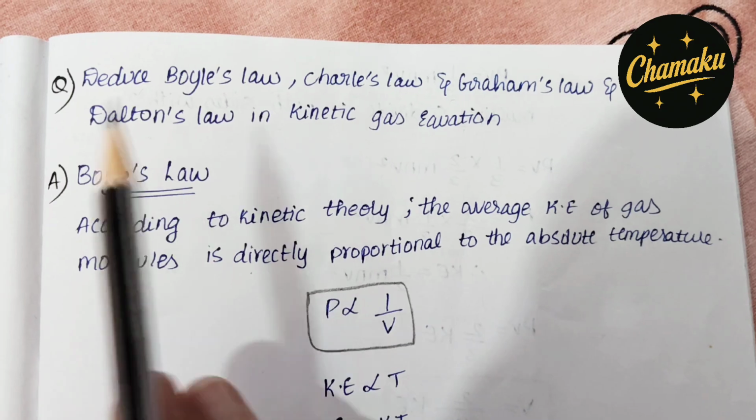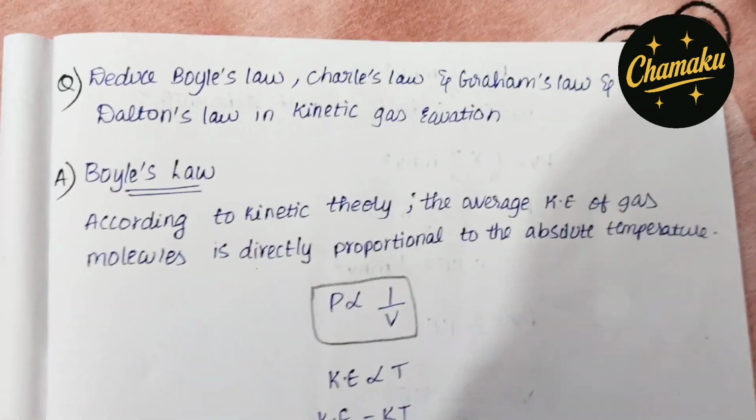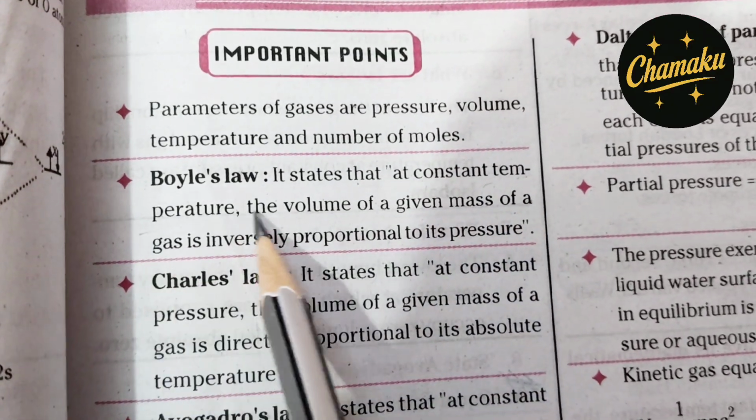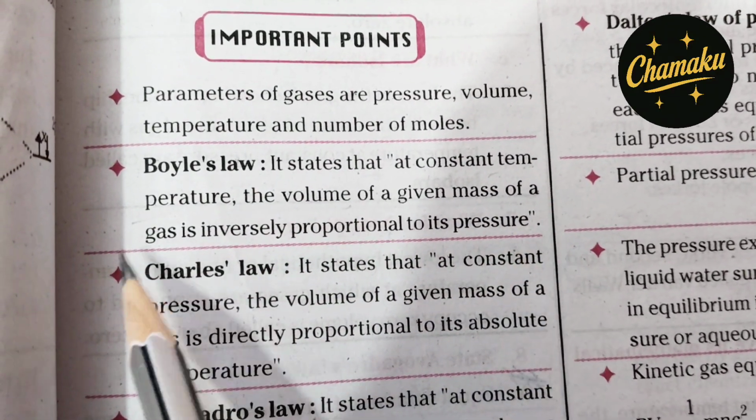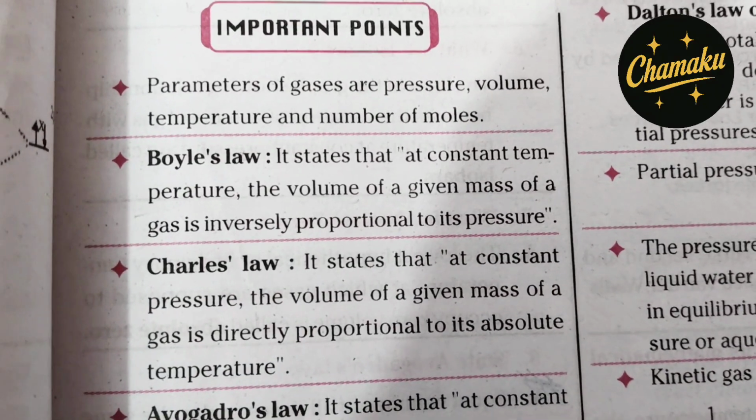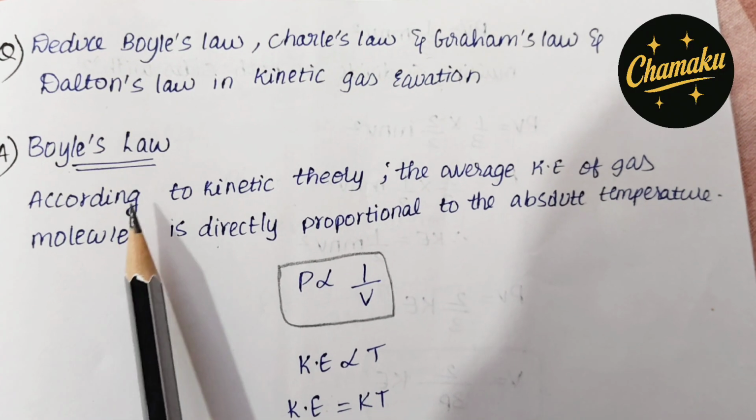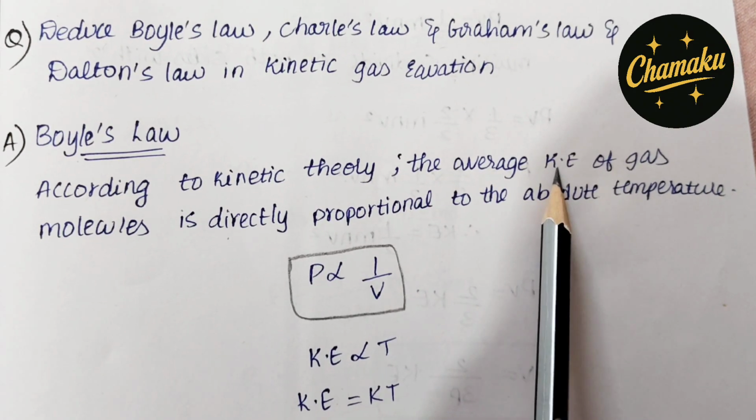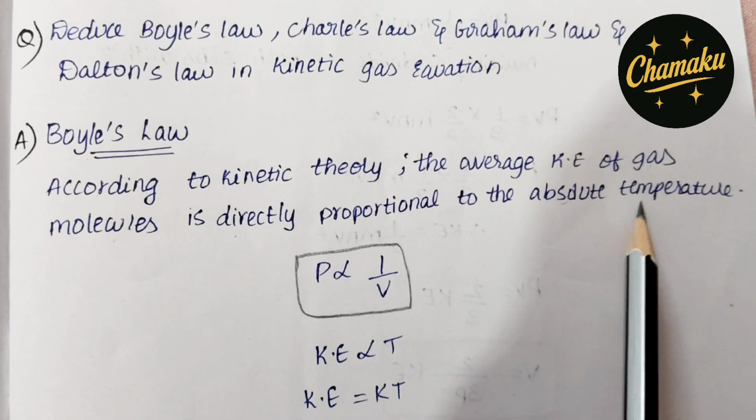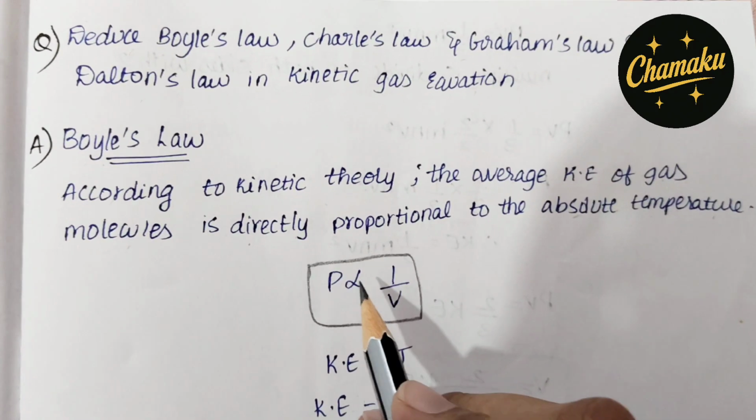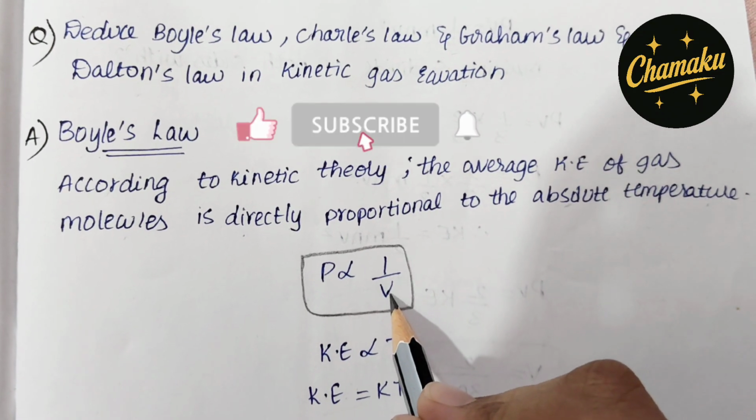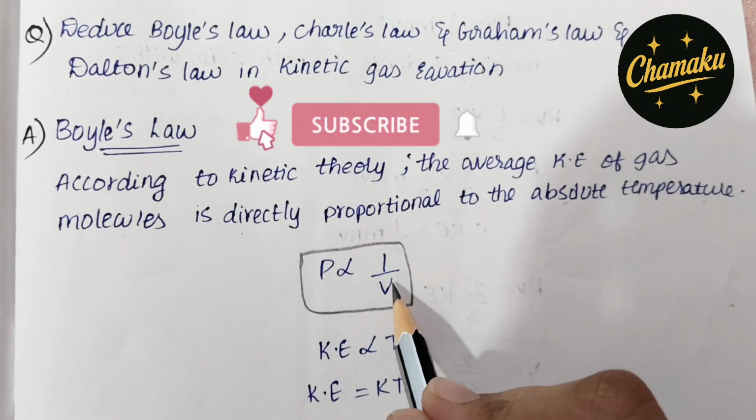So what is Boyle's law? So this is Boyle's law. It states that at a constant temperature, the volume of a given mass of a gas is inversely proportional to its pressure. This is known as Boyle's law. So according to kinetic theory, the average kinetic energy of a gas molecule is directly proportional to the absolute temperature. So here according to the law, pressure is inversely proportional to volume, okay? So pressure is inversely proportional to 1 by V.